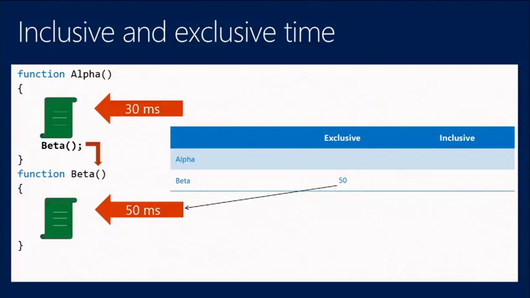So that's how long it takes for the code within beta to execute. Inclusive time would be the same in this particular example. Exclusive time for alpha is 30 milliseconds. Inclusive time is 80 milliseconds. So inclusive time is how much time it takes my method to execute its code as well as all of the child methods that it then calls. So when you look at these terms within the tools, understanding inclusive versus exclusive is fairly important.